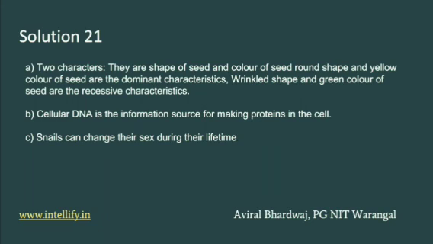The second is the recessive characteristics: wrinkled shape and green color of seeds. So there are two characteristics: dominant, which are the shape and color of seeds, and recessive, which are the wrinkled shape and green color of seeds. The next answer: what is the information source for protein in the cell? The answer is cellular DNA. Cellular DNA is the important part which makes up the human body and human cells. It is a basic part. Cellular DNA is the information source for making protein in the cell. Next is the snail. Snails can change their sex during lifetime. Only snail, so learn it.